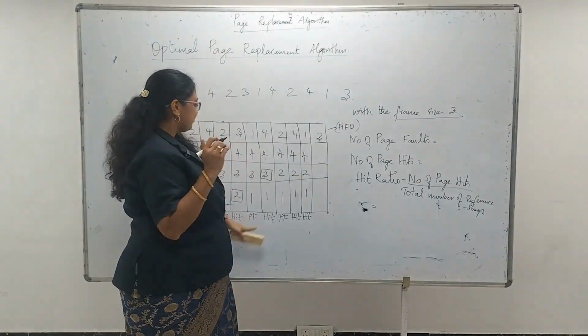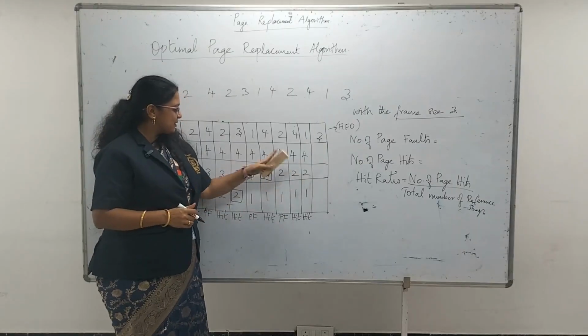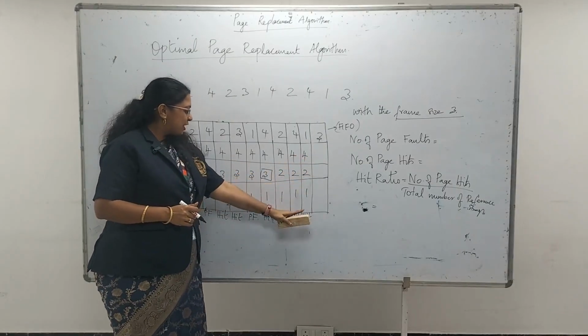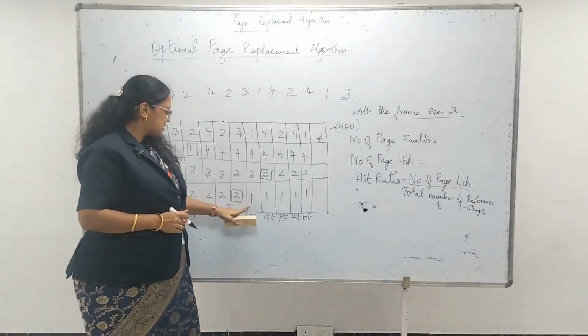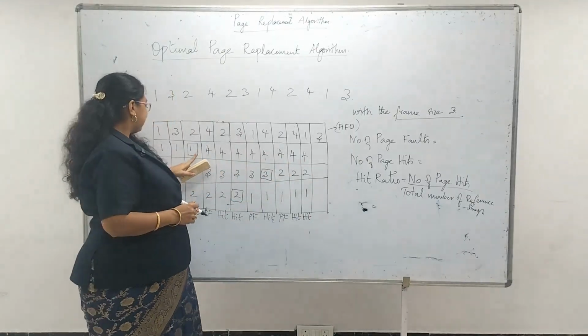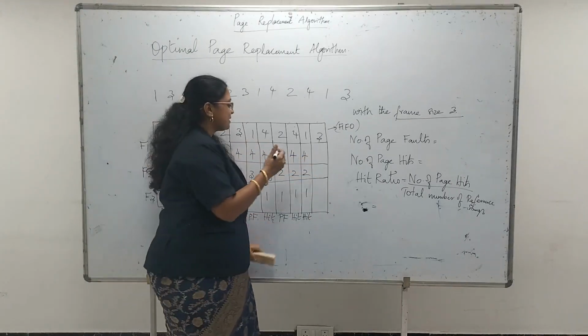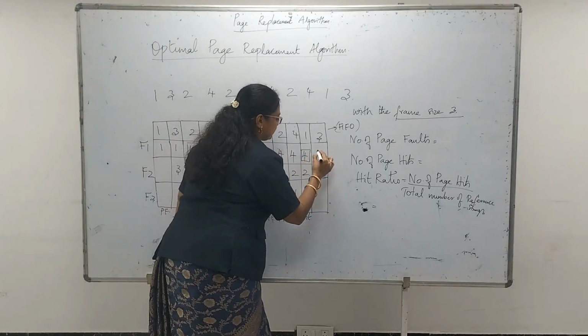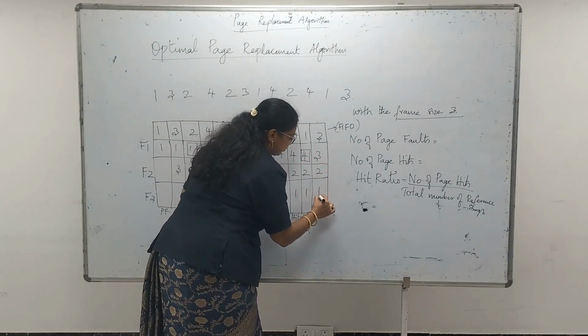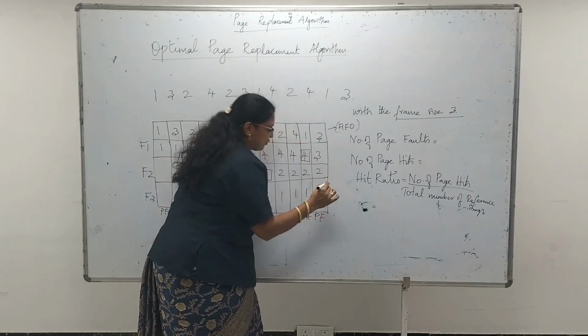First in first out means the first inserted page gets replaced. As per 4, 2, 1, 2 is inserted here, 1 is inserted here, and 4 was inserted first from here. So you need to replace your 4. So 3, 2, 1. This is also your page fault.